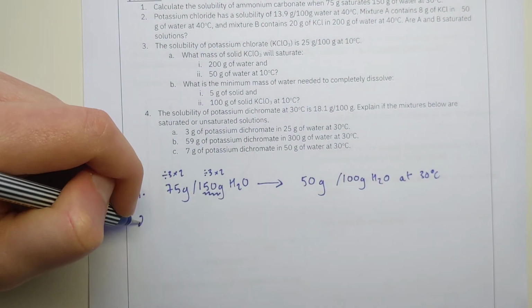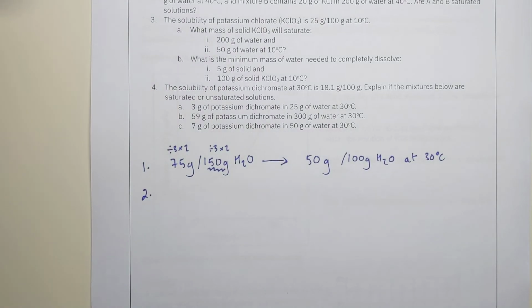Question 2, I'll do this one for you as well. Potassium chloride has a solubility of 13.9 grams per 100 grams of water at 40 degrees C. Mixture A contains 8 grams of it in 50 grams of water at 40 degrees C. Mixture B contains 20 grams of it in 200 grams of water. Are A and B saturated solutions?